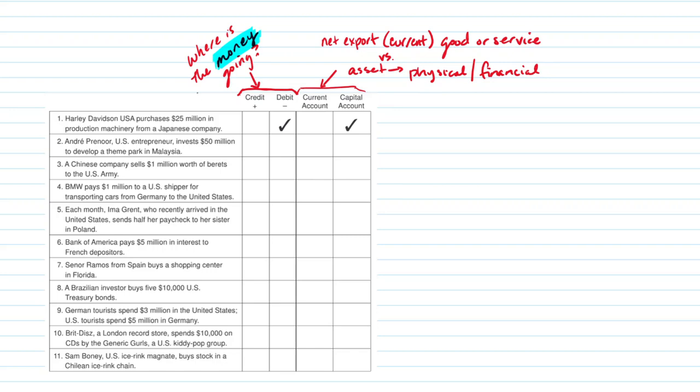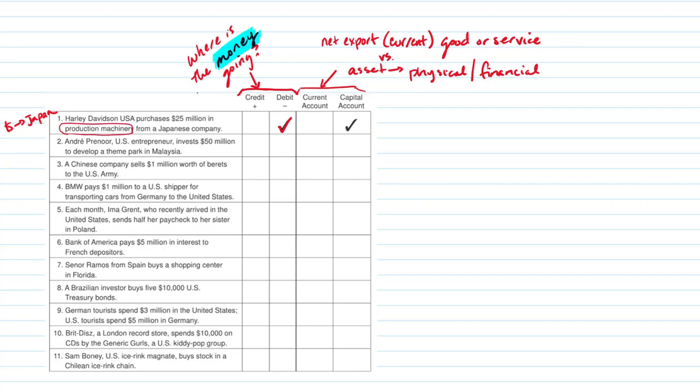The example here, if we want to start, is actually, I think, a pretty poor example. It's a little bit tricky. The first half is easy. Harley Davidson purchases something from Japan. So we can start here with the money is going to Japan. And that's why they have it marked as a debit, because the money is leaving the United States and going to Japan. And then they say that they're buying production machinery.